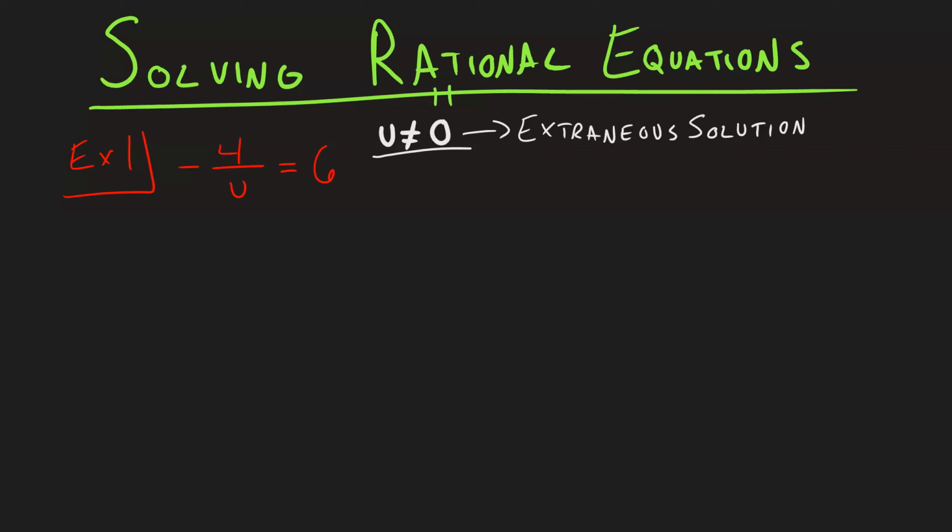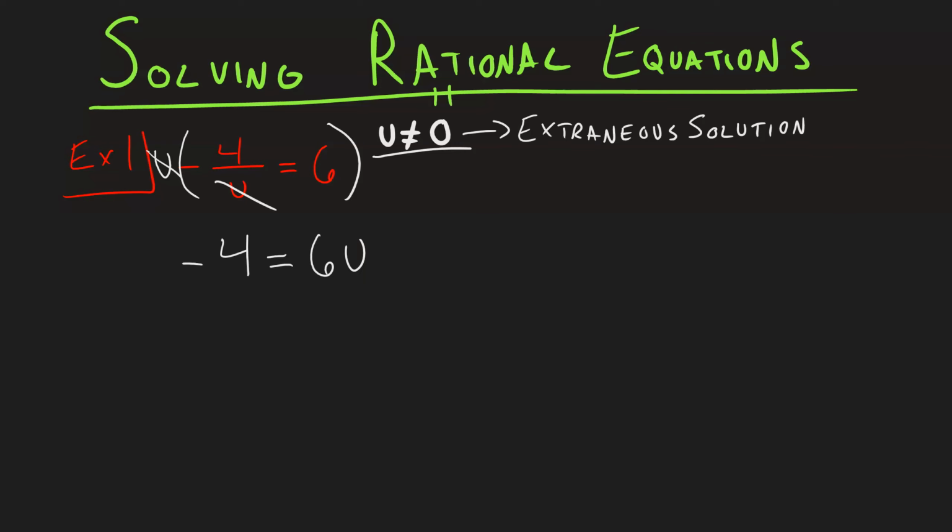So now that we know what u can't equal, let's apply what we know and try to solve this. Since I'm dividing by u, and this is my only fraction, I'm going to multiply both sides of the equation, which I usually show by just multiplying like this. I'm going to multiply everything by u. When I multiply u times negative 4 over u, the u's are going to cancel out, leaving me with negative 4. Of course, I have to do the other side multiplied by u, so negative 4 is going to equal 6 times u, or 6u.